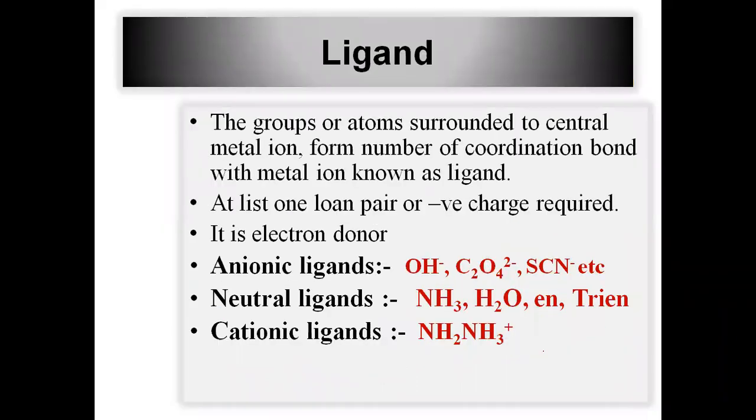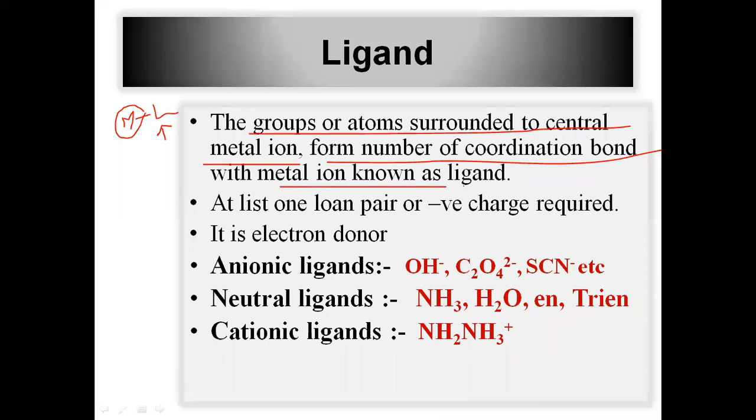Then ligand. This term is very important in coordination compounds, because if you see a coordination compound, there are two entities. One is the metal and the other is the ligand. We already learned the metal in some previous slides: there is the central metal ion, with different types of metal ions in different types of complexes. The other entity, the other part of the coordination compound, is the ligand. Ligand can be very simply defined as the group or atom surrounding the central metal ion and forming a number of coordination bonds with the metal ion.